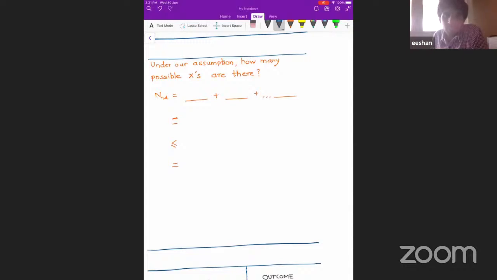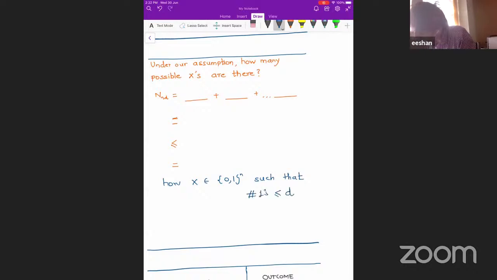How many possible x vectors are there? What I'm asking is this: how many n length binary vectors are there such that the number of ones is less than or equal to d? I call this number capital N. There is a subscript n comma d, but let's just call it capital N. Let's see what that number turns out to be.